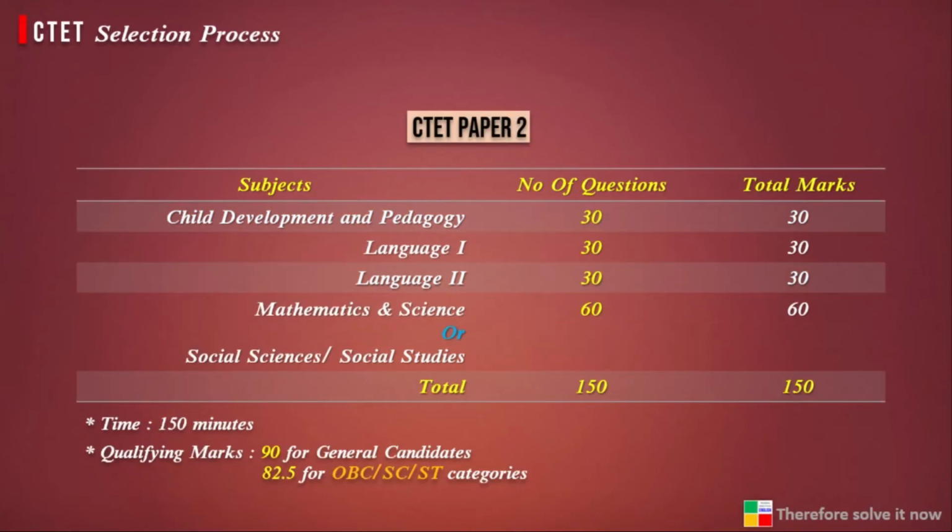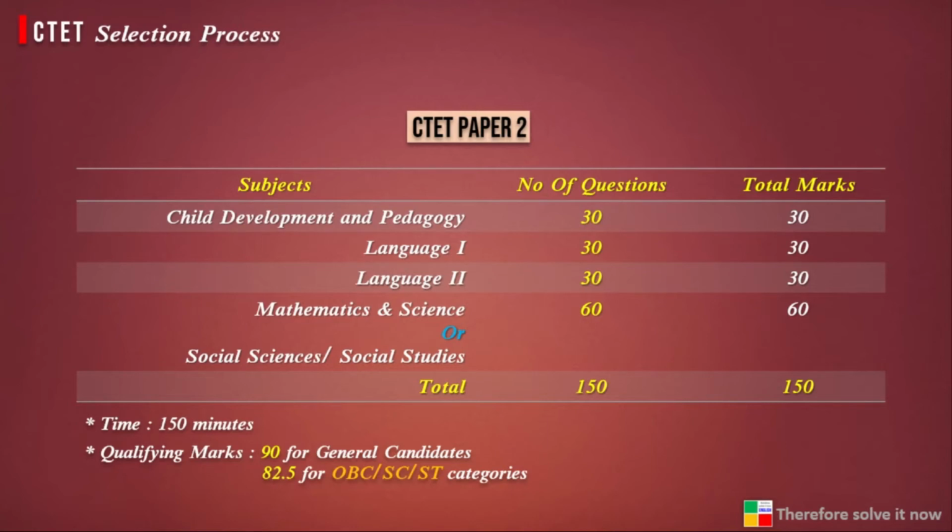CTET paper 2 exam has 3 mandatory sections: Language 1, Language 2 and Child Development and Pedagogy. Each section carries 30 marks and has 30 questions. Aspirants can choose between mathematics and science or social studies or social science. The 4th optional section will carry 60 questions and will be worth a maximum of 60 marks.